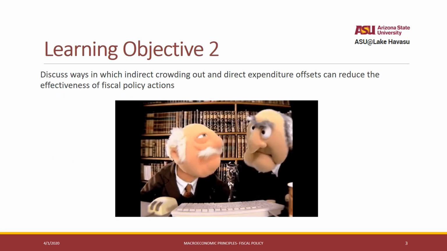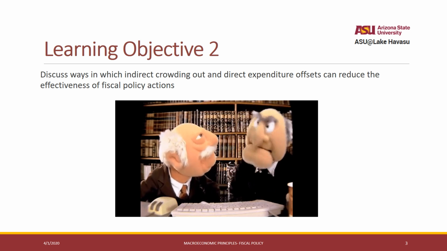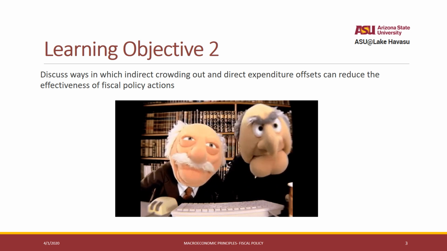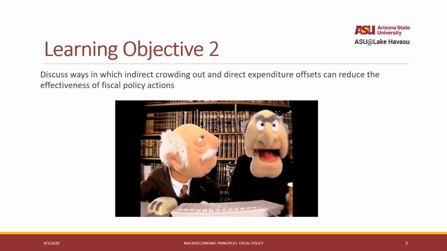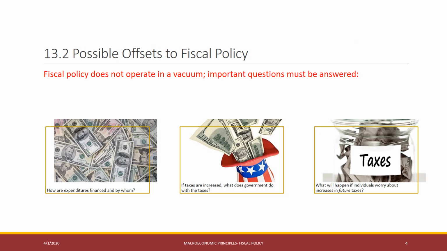Our second learning objective is to discuss the ways in which indirect crowding out and direct expenditure offsets can reduce the effectiveness of fiscal policy actions. So, fiscal policy does not operate in a vacuum. We need to answer some important questions like, what expenditures are financed, and by whom is it financed?